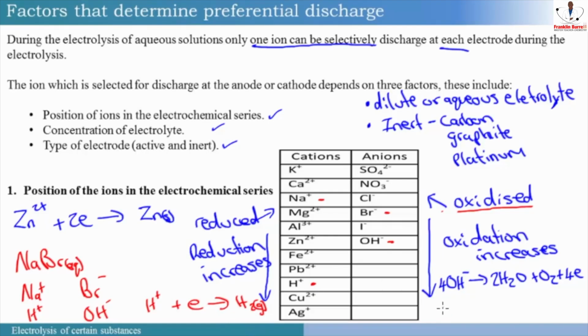And over here, water and oxygen would be discharged at the anode, being the positive electrode. So the anions will move towards the anode and be discharged. So you'll observe effervescence coming off at the anode as well as effervescence at the cathode. Now we can move on to looking at the factor of concentration.